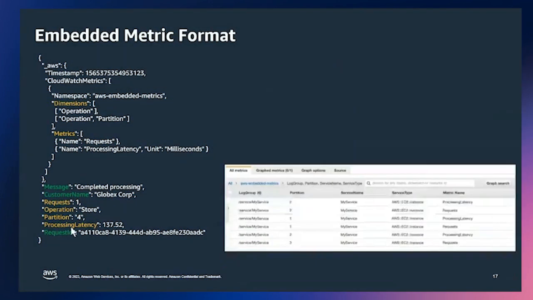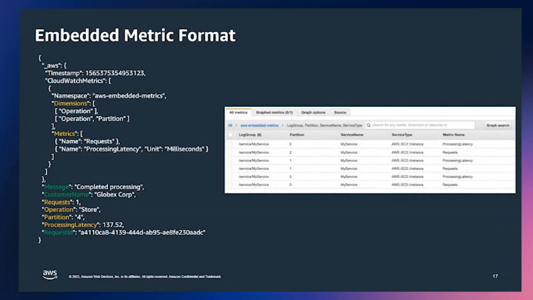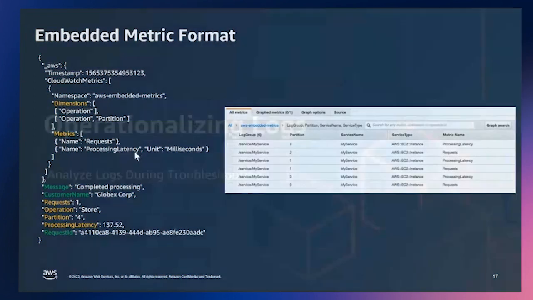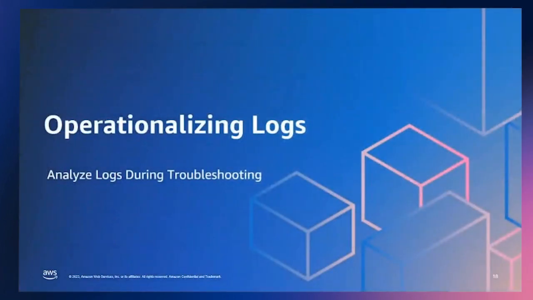As the logs are ingested, they are processed and the metrics are extracted. We can use CloudWatch Logs Insights to query the logs using the customer name or request ID and correlate it with the associated metrics. What you can see here are the extracted metrics, the processing latency, and the requests that were specified in the logs.